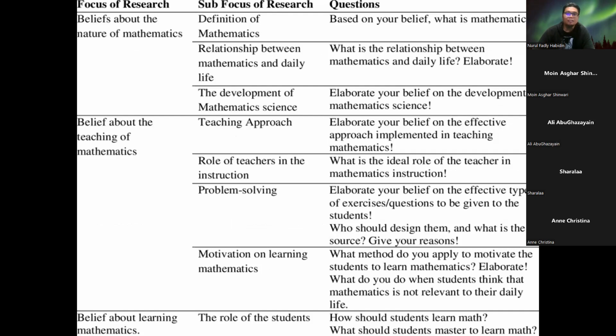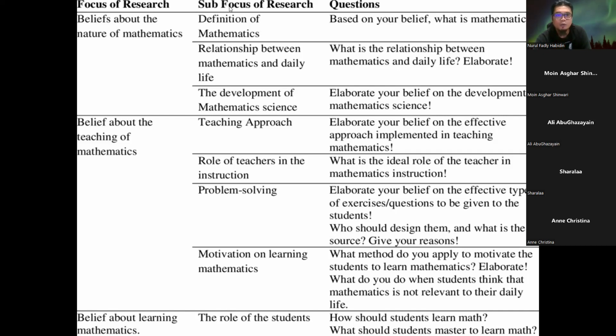So this is another example. This is divided into 3 areas: focus of research, sub-focus of research, and question. For example, the focus of your research is beliefs about the nature of mathematics. Okay, this focus is divided into sub-focuses. For beliefs about the nature of mathematics, we have definitions, the relationship between mathematics and daily life, and the development of mathematics science. If you have sub-focuses, it is easy for us to make the questions.